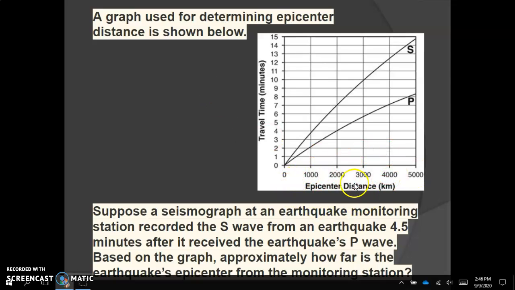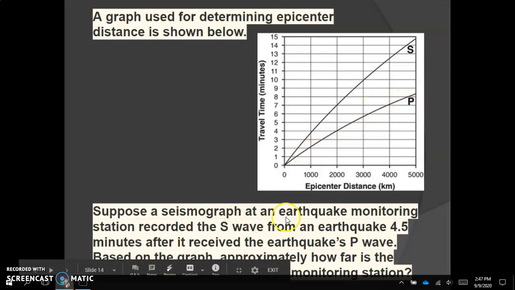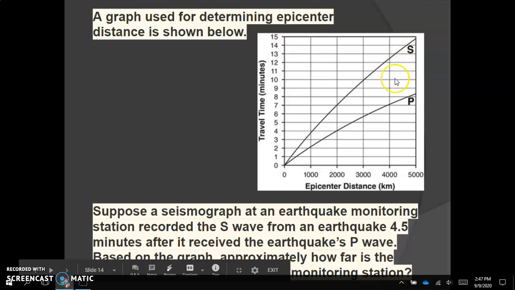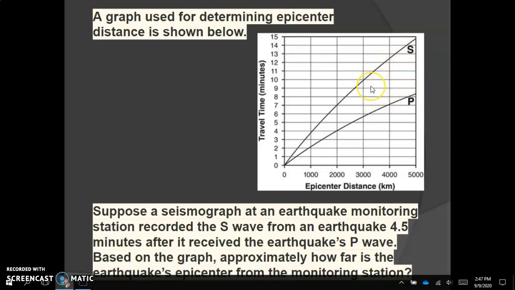So we've got epicenter distance in kilometers on our X, and we've got travel time in minutes on our Y. If we look here, this first line is our S wave. That'll be reaching after the P wave, and the P wave is on the bottom. So it says that the time between the S and the P wave is 4.5 minutes. So what we can do here is find at which point there is a difference of 4.5 minutes between our S and our P wave.